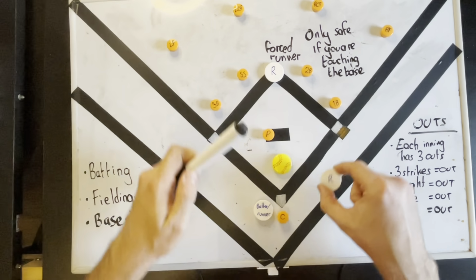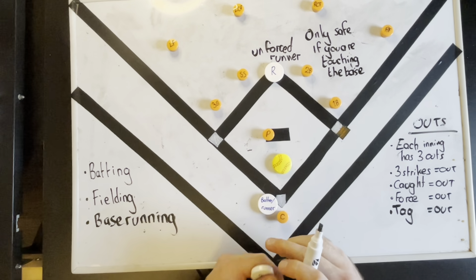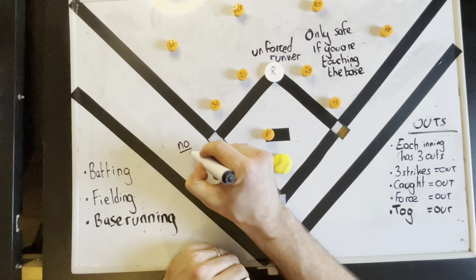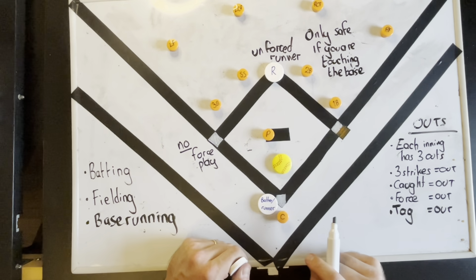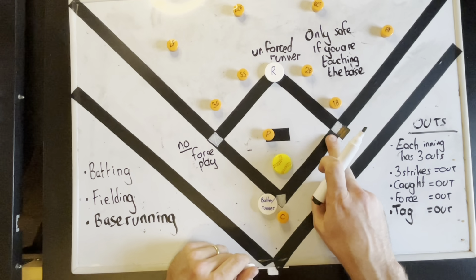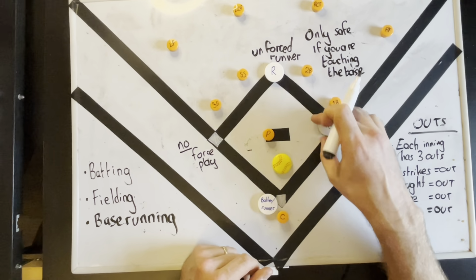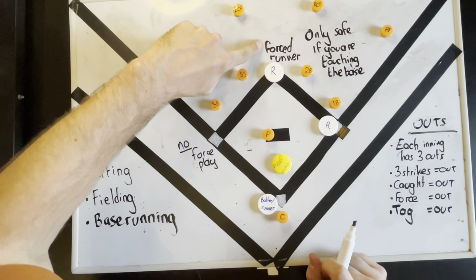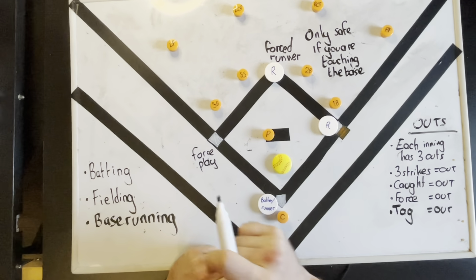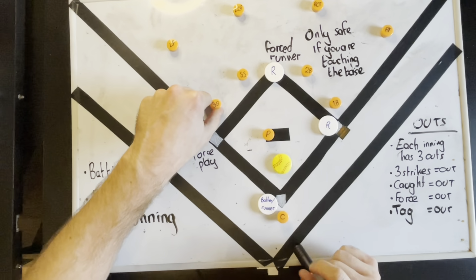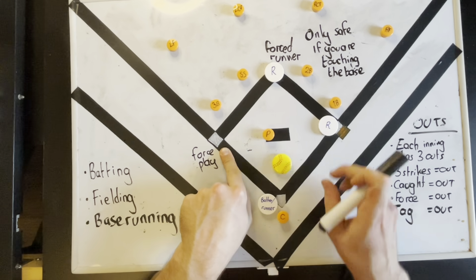So if I have an unforced runner, such as this one, then there is no force play. There is no race to third base, because there is nobody behind them forcing them to move on. If there is somebody behind them, then they will be forced to move on in the event of a hit. So there is a force play in this instance, and if we chose as the fielding side, we could then win the race to third.